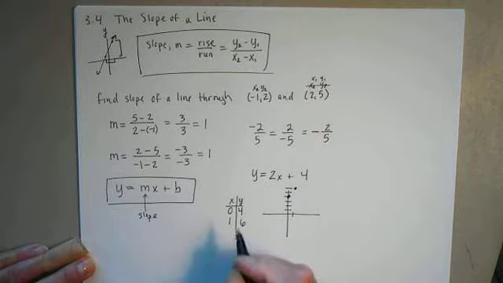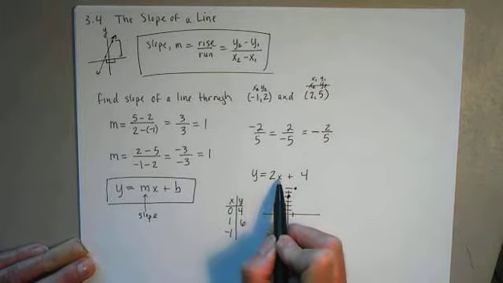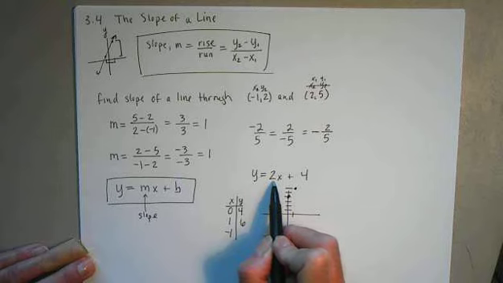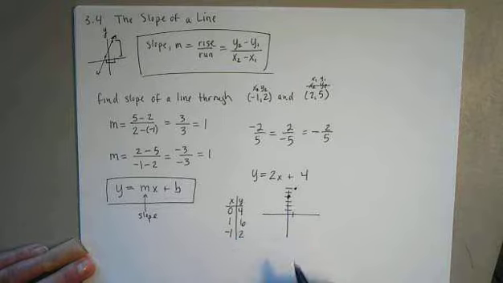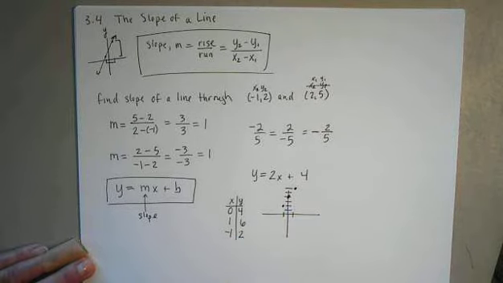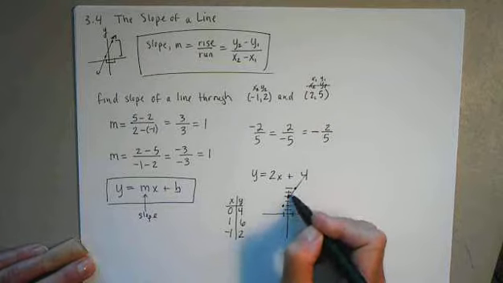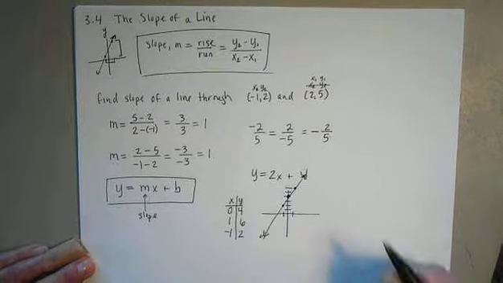Alright, let's go in the negative direction. Let's go negative 1. So if I put in negative 1, now I get 2 times negative 1 is negative 2. Negative 2 plus 4 is positive 2. So if I go negative 1 on the x, I go positive 2 on the y. And there is my line. And the fact that all three of them are lined up is kind of an indicator that we're probably correct.